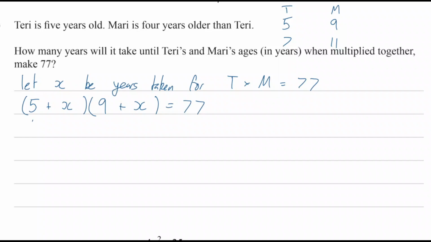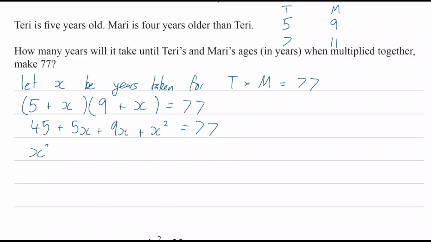So 5 times 9, 45. 5 times x plus 5x. x times 9 plus 9x. x times x plus x squared. Awesome, so I see a quadratic emerging, right, with the x squared term. So let's take it to standard form. So that's where we have everything on one side of the equation equals 0.